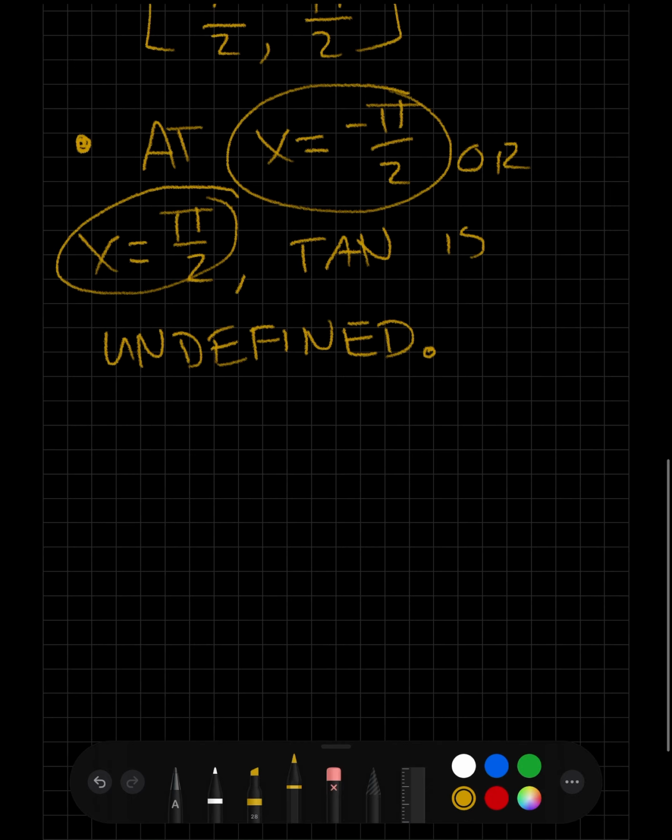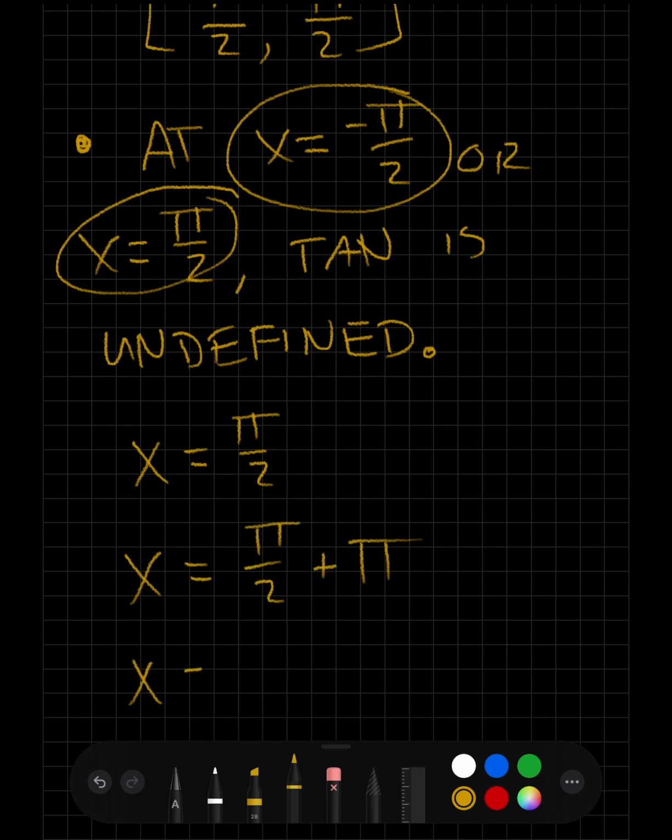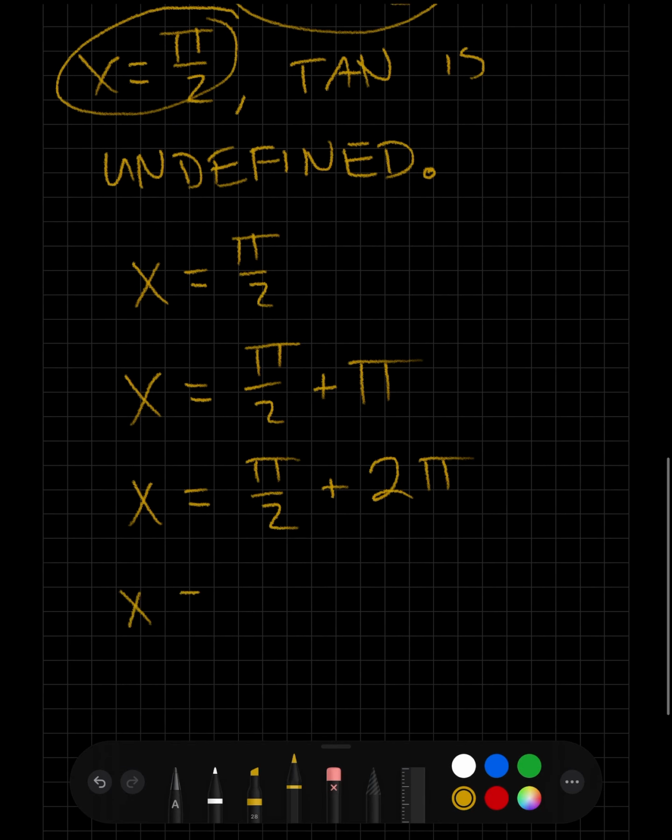I'm going to show you a little bit more about that on Desmos. But what that means is we also have an asymptote. So if we have an asymptote for our function at x is equal to pi over 2, we also have one at x is equal to pi over 2 plus pi. We also have one at x is equal to pi over 2 plus 2 pi. We also have one at x is equal to pi over 2 plus 3 pi.